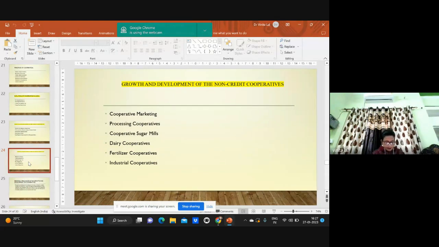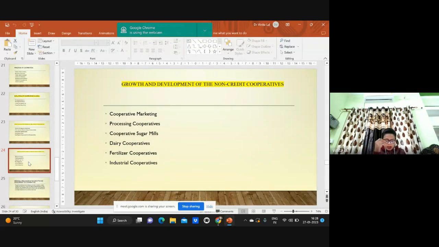Now come to the processing cooperative. What is a processing cooperative? It helps with many of the earlier problems. It was felt that without making any value addition to the agricultural product, the cooperative would not be able to help much in ensuring a better price for the product.